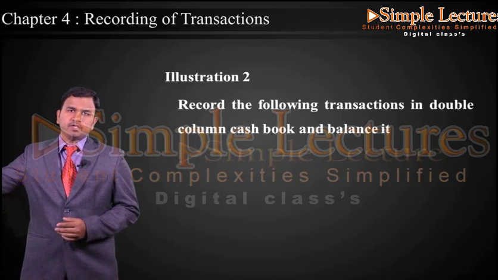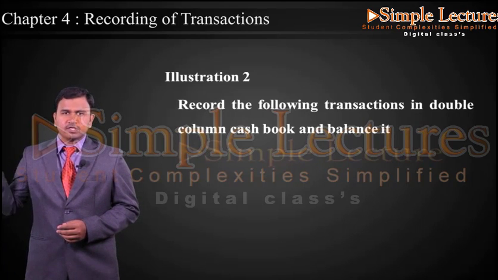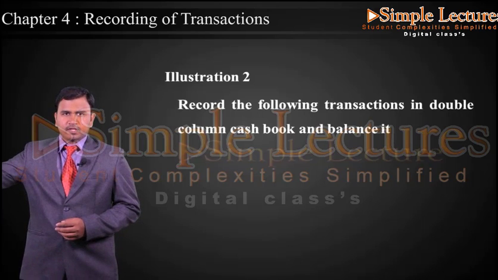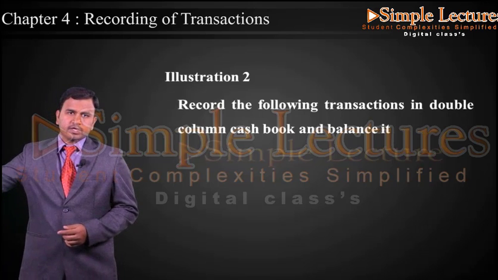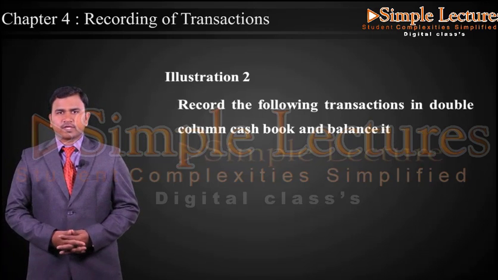So the format will be date, particulars, cash amount, bank amount, again date, particulars, cash amount, bank amount. Again, in the left hand side DR and in the right hand side CR, and the heading of the table is double column cash book.